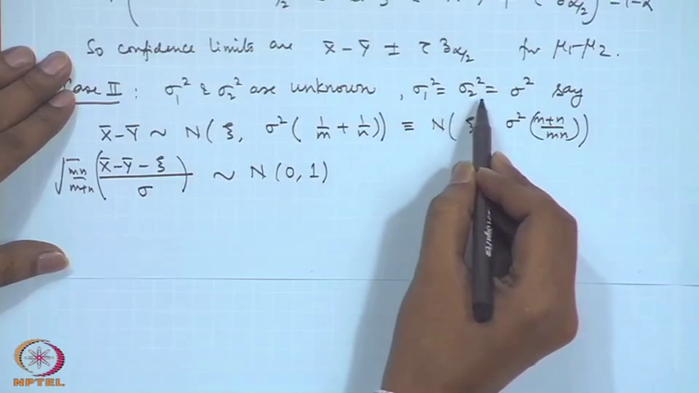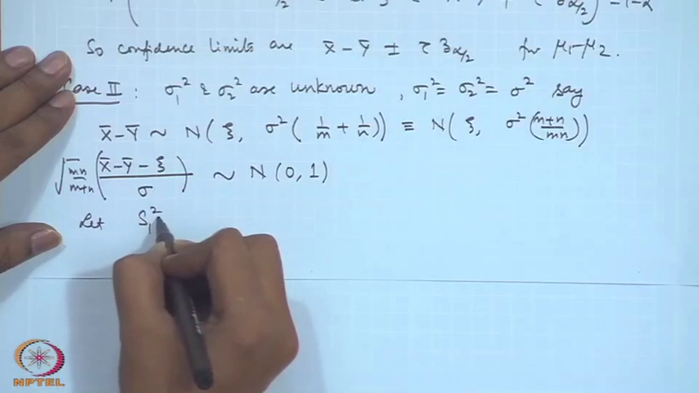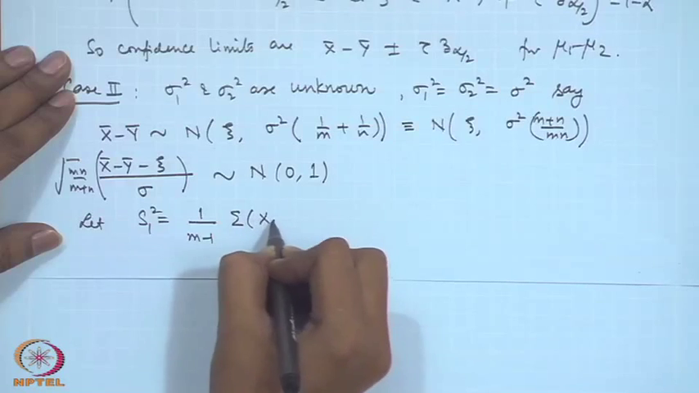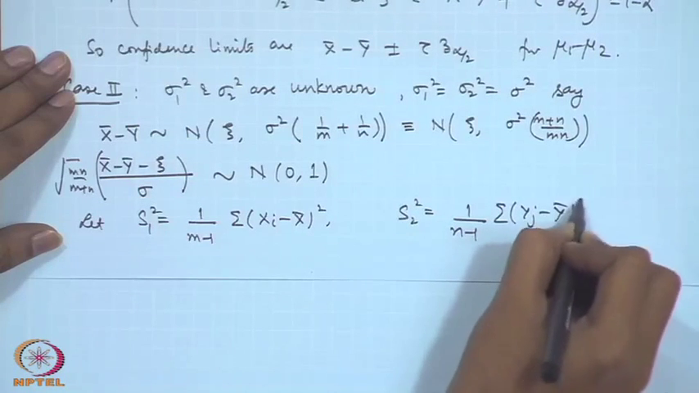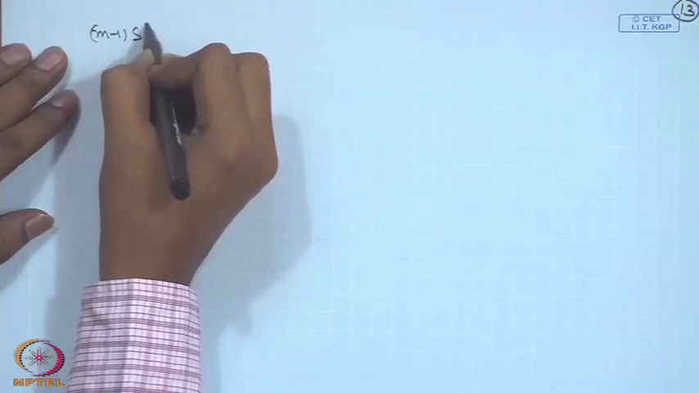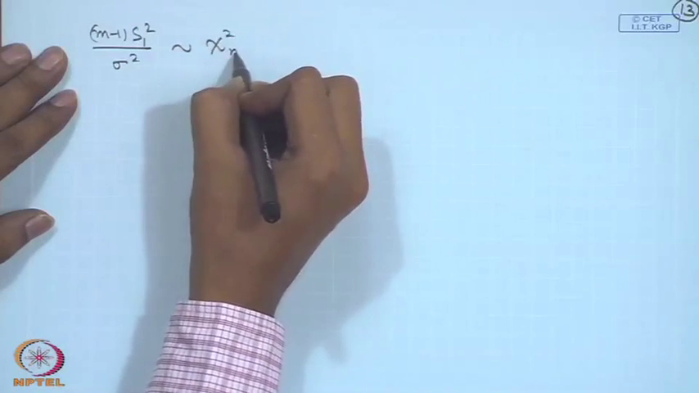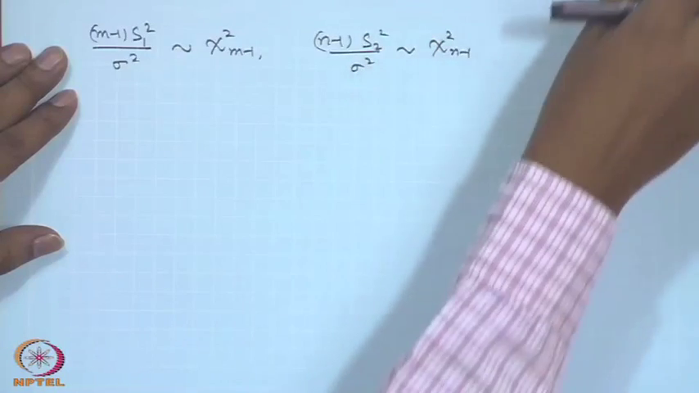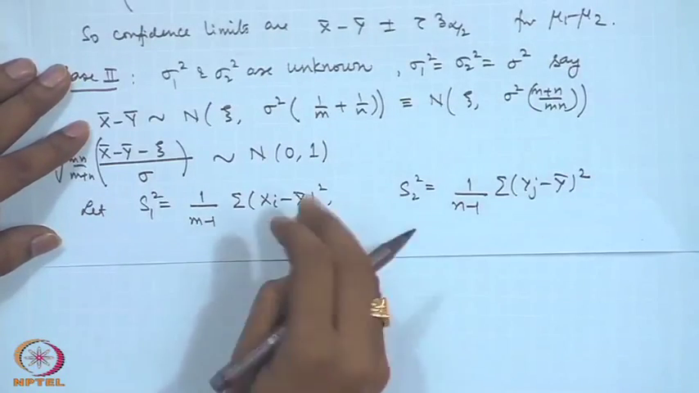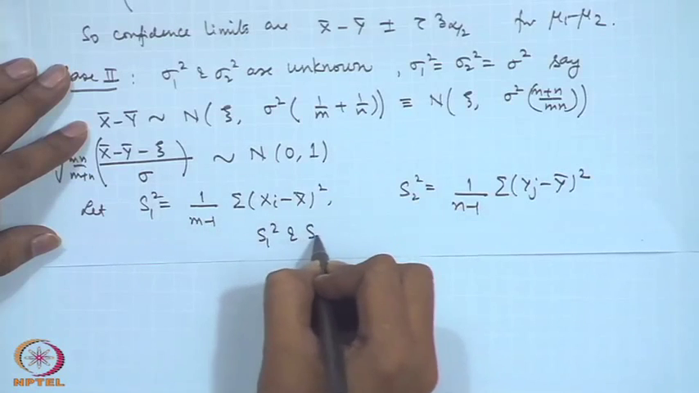Now, we also consider the sample variances. Let us define say S 1 square is equal to 1 by m minus 1 sigma (x i minus x bar) square, and S 2 square is equal to 1 by n minus 1 sigma (y j minus y bar) square. So, these are the sample variances from the two populations. Now, we look at the distributions of S 1 square and S 2 square. Since we know that in the sampling from normal populations, the sample variance has a chi square distribution, we get (m minus 1) S 1 square by sigma square following chi square distribution on m minus 1 degrees of freedom, (n minus 1) S 2 square by sigma square following chi square distribution on n minus 1 degrees of freedom. Also, since the two samples are taken to be independent, S 1 square and S 2 square are independent.